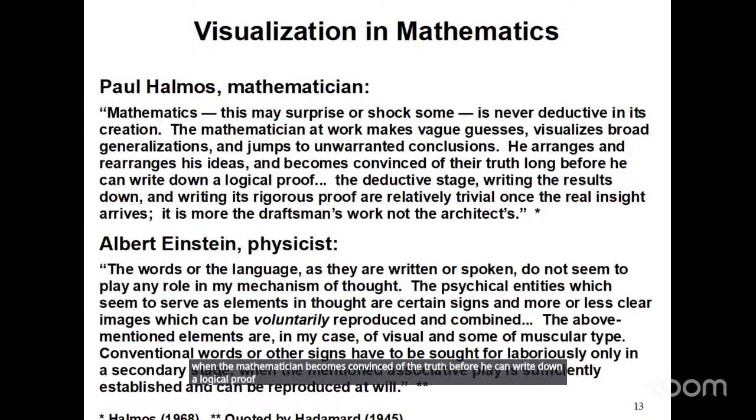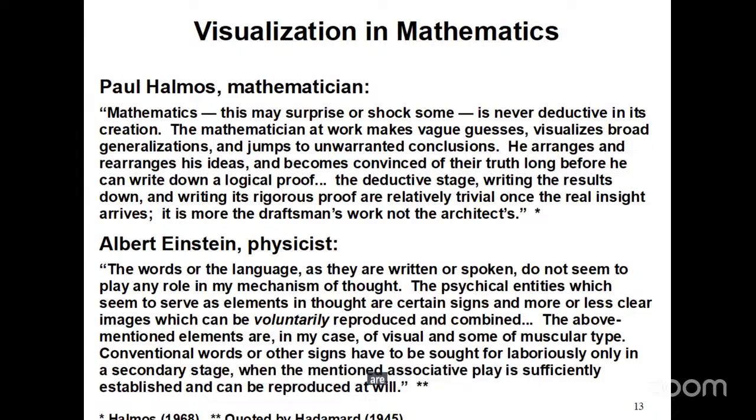The deductive stage of writing the results down and writing a rigorous proof are relatively trivial. In other words, writing the proof is trivial compared to discovering it, and discovering it does not depend on this rigorous method. And Einstein, who was basically a physicist, but also a powerful mathematician, said that the words of language do not seem to play any role in my mechanism of thought.